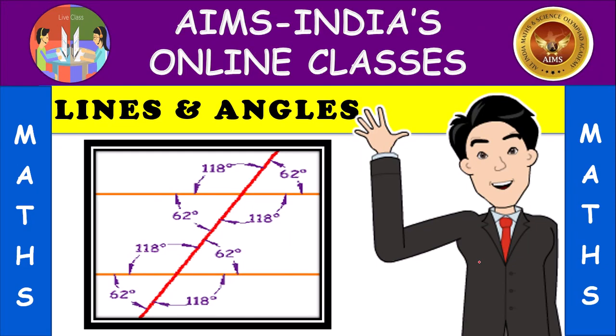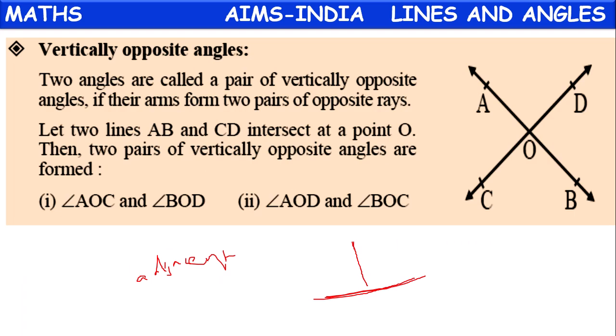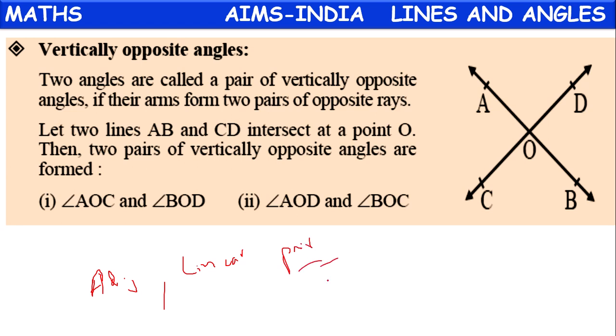In today's class, from the mathematics subject, we are going to discuss the topic of lines and angles. In our previous class, we learnt about adjacent angles and linear pair of adjacent angles. In today's class, in continuation to that, we are going to study vertically opposite angles.